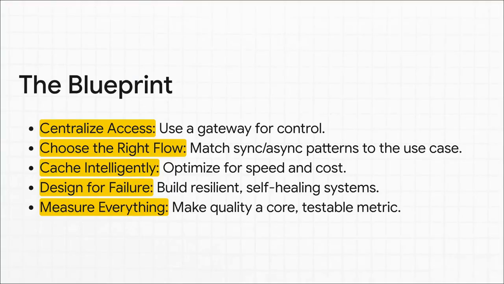Number 1, centralize all your access through a gateway for maximum control. 2, choose the right communication flow for the job. Don't just default to the easy synchronous option. 3, cache intelligently. It'll save you both time and money. 4, design for failure from the very beginning. Assume things will break. And finally, number 5, measure everything. AI quality can't be an afterthought. It has to be a core, testable metric of your system.